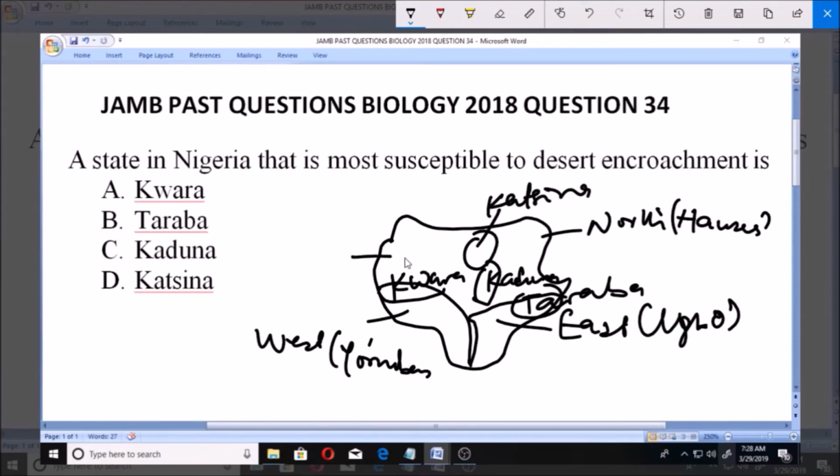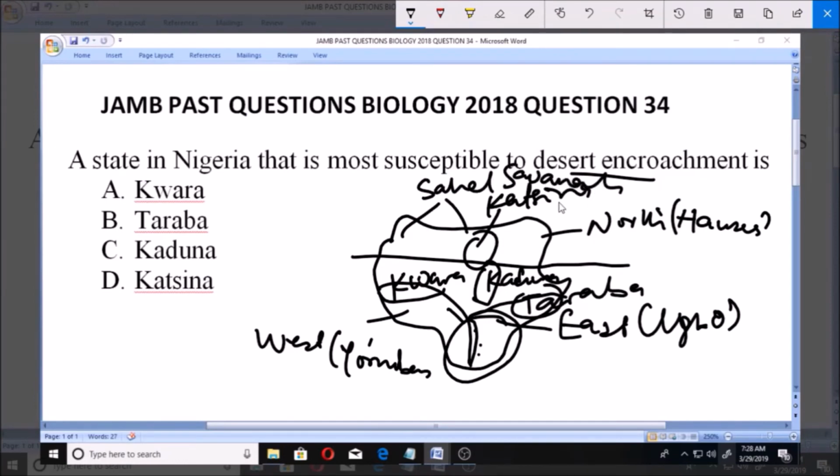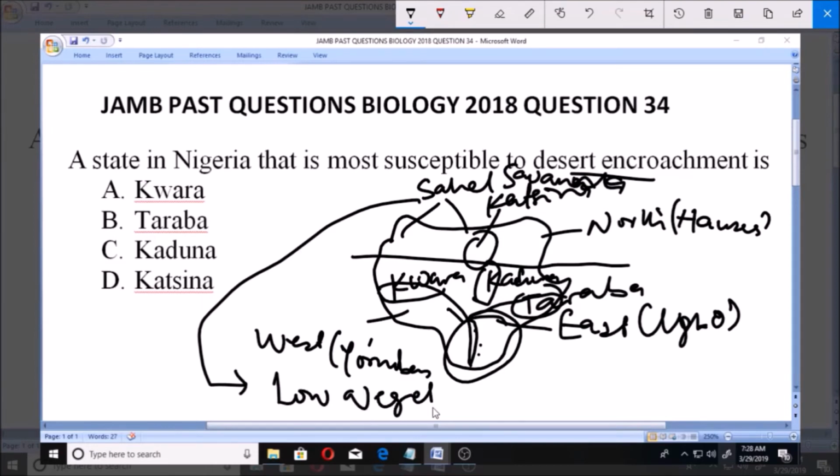And we know that the northern part of Nigeria is where we have low vegetation, where we could have desert encroachment. Down these other areas, especially here where we have the rainforest region, there is lesser likelihood of desert encroachment. But Katsina is said to be within the Sahel savanna. So this area where Katsina is known as the Sahel savanna. This Sahel savanna is characterized by low vegetation, or low vegetation growth. You understand?